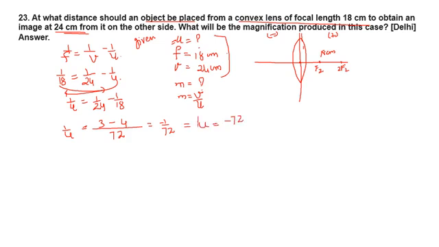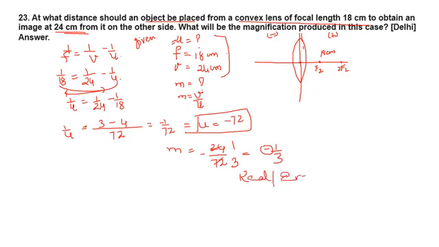Now just substitute this value of u in magnification. M is equal to V upon U. V is 24, U is minus 72. I'll put the minus sign here. It will become minus, 24 ones are 24, 24 threes are 72. So minus 1 upon 3. So minus shows that the image is real and inverted.